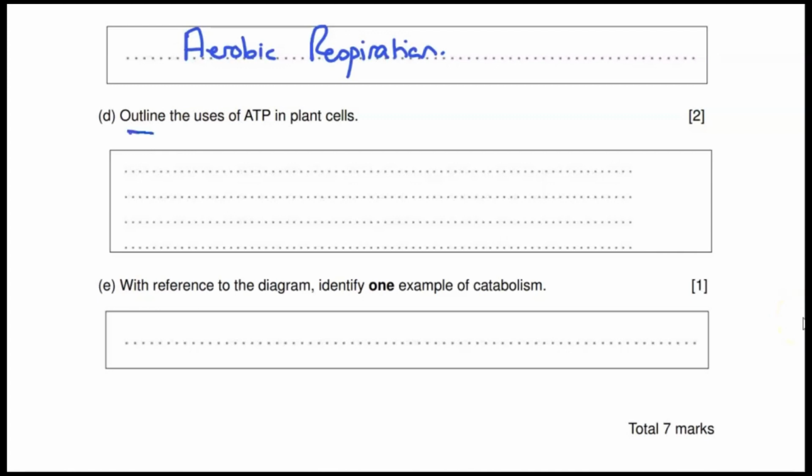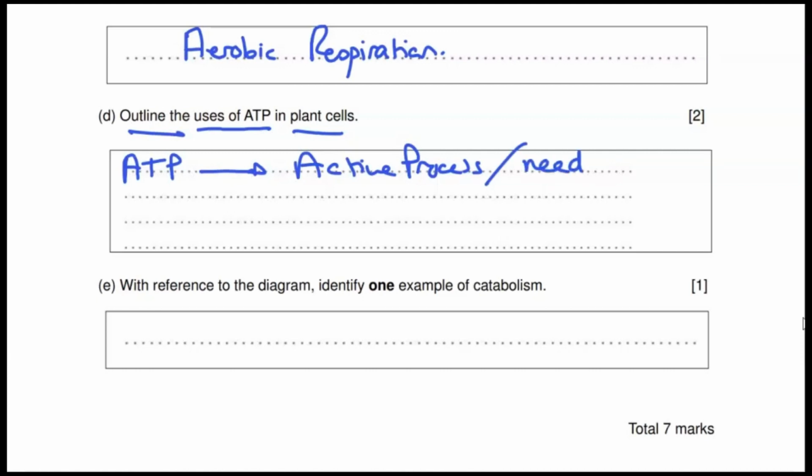Part D then says outline, which means to give a brief summary of the uses of ATP in plant cells. So what's ATP for? So we know that ATP is required for any active process, but you may not have used that phrase. You might have said something like needs energy, any process that needs energy. And then the next part would be for you to suggest which particular processes in plants needs energy.